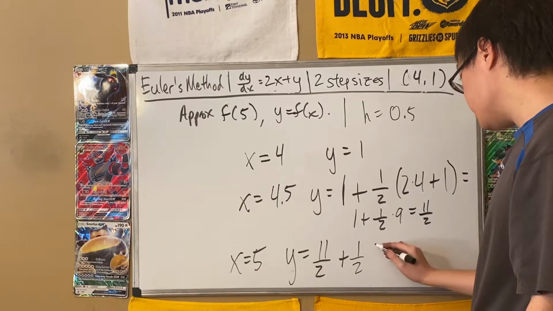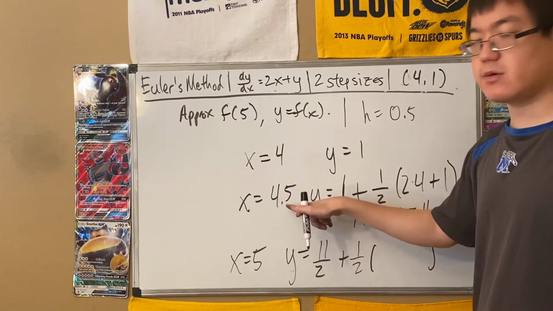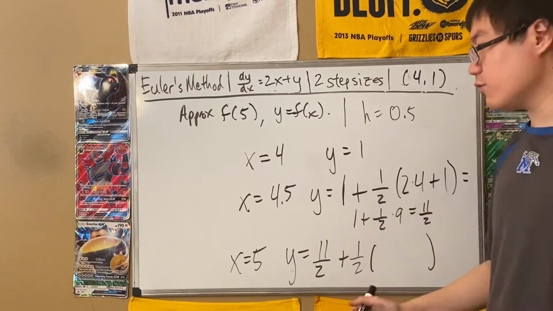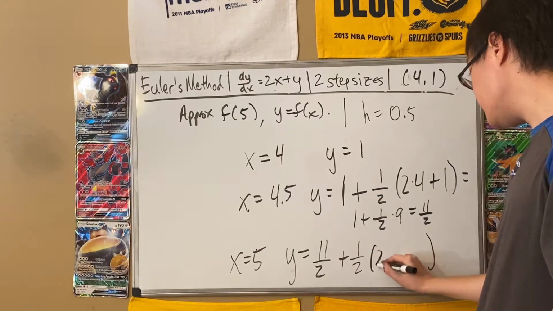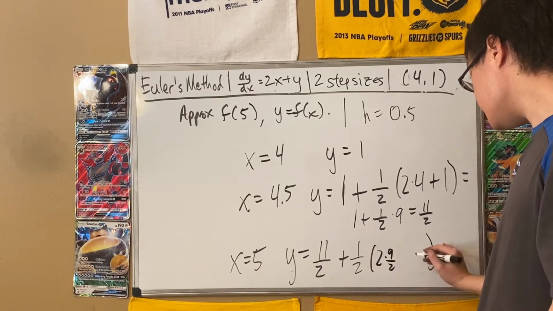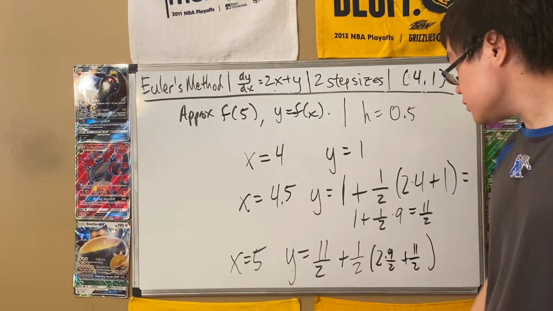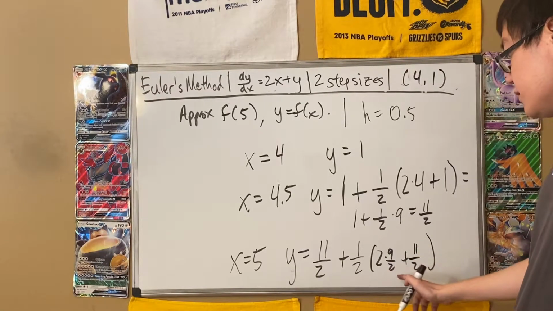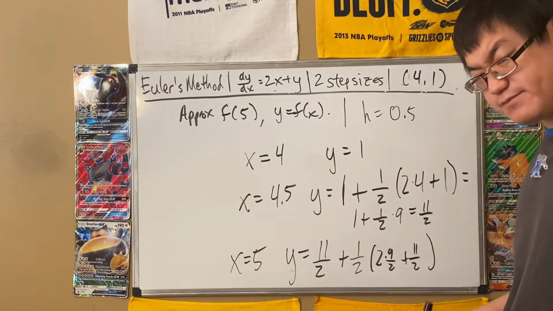And then what you do is you plug the previous x and the previous y into your slope. So in this case, we're going to plug in 4.5 and we're going to plug in 11 halves. Again, I'm going to write everything as fractions. So 4.5 is 9 halves. So it's going to be 2 times 9 halves plus 11 halves. And unfortunately, we do have to work with a little bit of fractions, but it shouldn't be too crazy, I believe. I'm not going to actually multiply this out because I already have a common denominator here. So it looks like it's 18 plus 11.